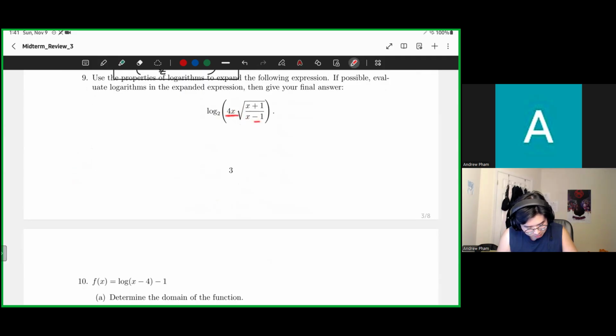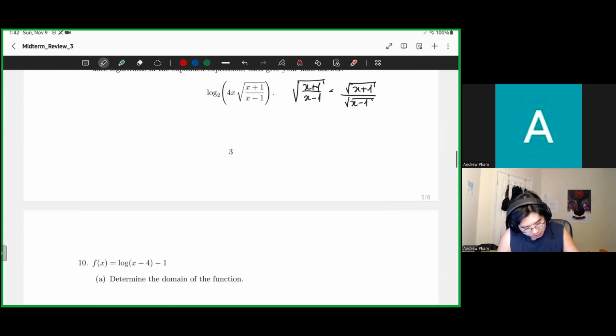I have a product of 4x and then this big term here. But first note that the square root of x plus 1 over x minus 1 is just the square root of x plus 1 divided by the square root of x minus 1. The square root of a fraction is just a fraction of the square root. That's just notation. Okay. Doing so, you can say that our term is now log base 2 of 4x plus log base 2 of x plus 1 square rooted over the square root of x minus 1. Okay?